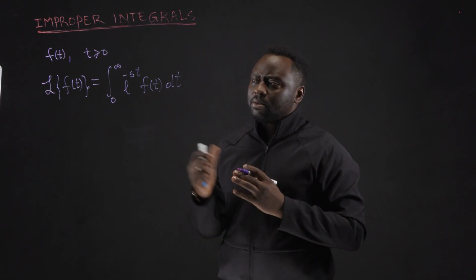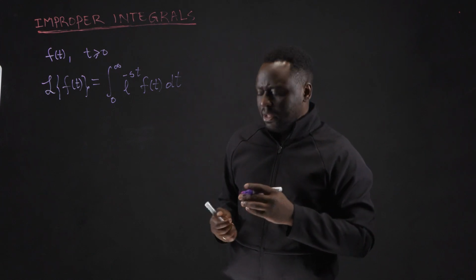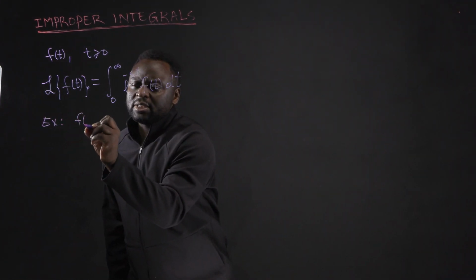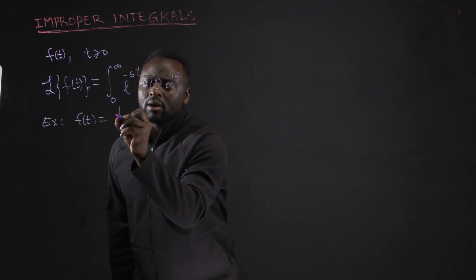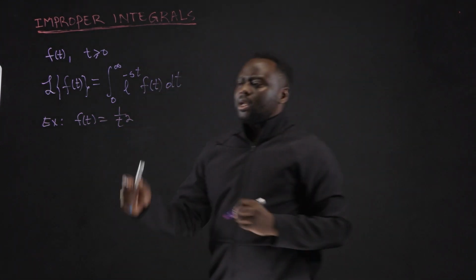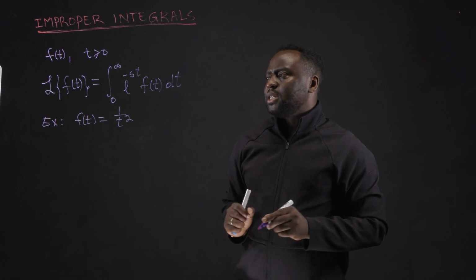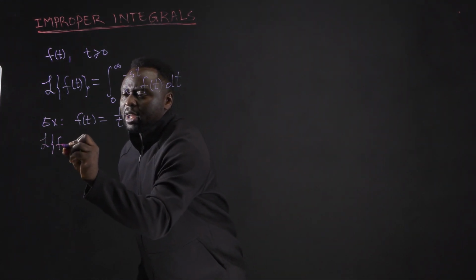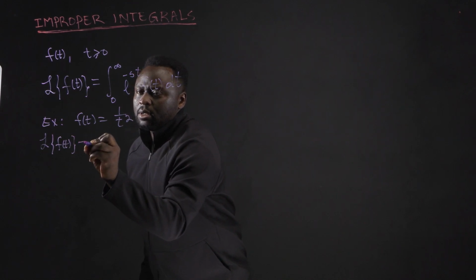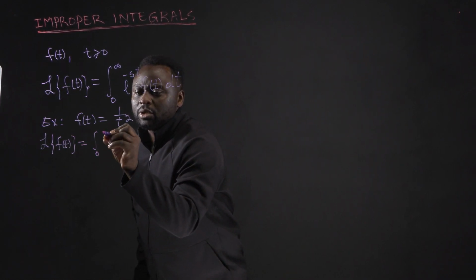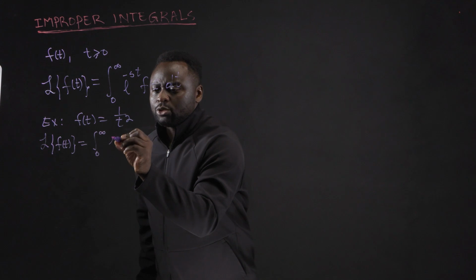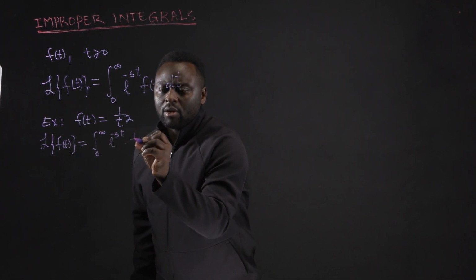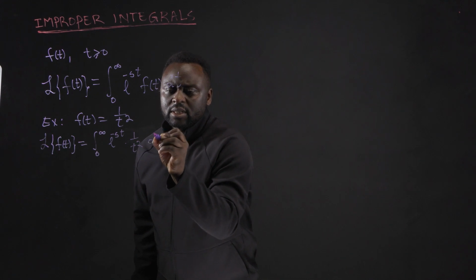Okay, so let's take this example and see. If you are given, for example, f of t equal to 1 over t squared, let's substitute this in the definition and see. So the Laplace transform of f of t is the integral from 0 to infinity of e to the power minus st times 1 over t squared dt.